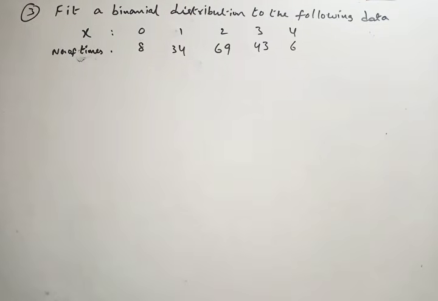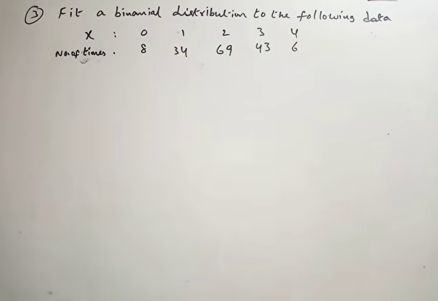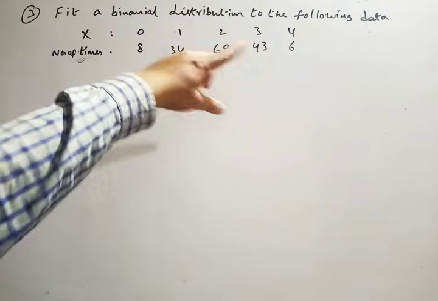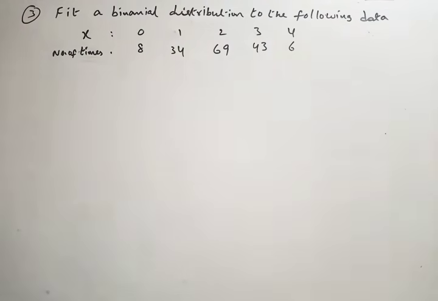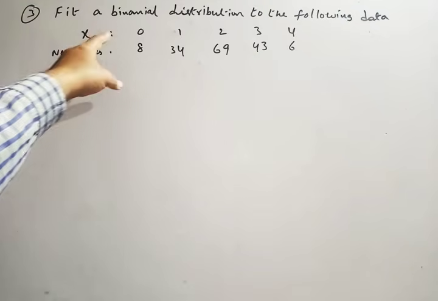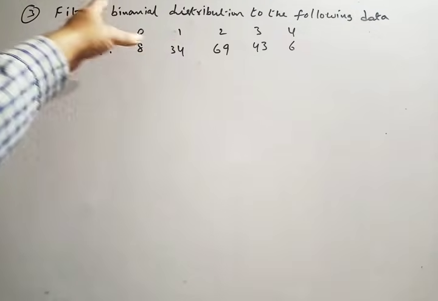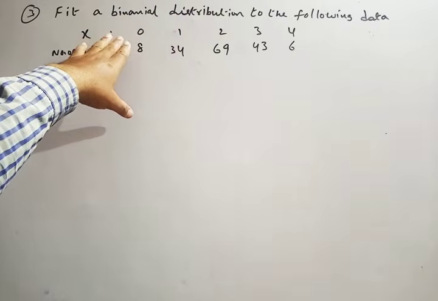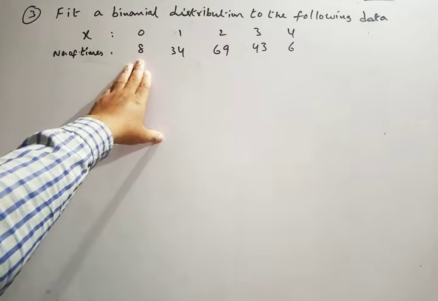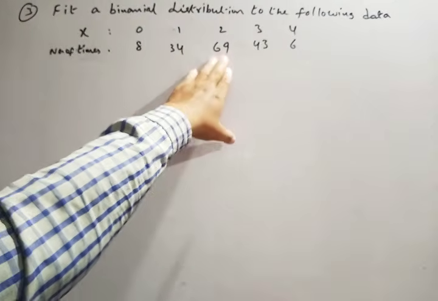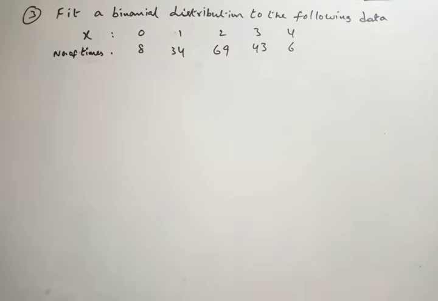Next problem. Fit a binomial distribution to the following data. X is 0, 1, 2, 3, 4, and the number of times is 8, 34, 69, 43, 6. Suppose x is the number of heads when we toss a coin: 0 heads, 1 head, 2 heads, 3 heads, 4 heads. We get these 8 times, 34 times, 69 times, 43 times, 6 times. So x is the number of heads.